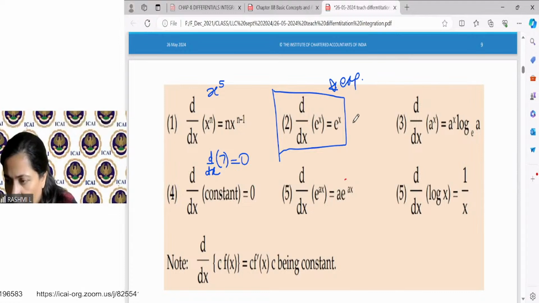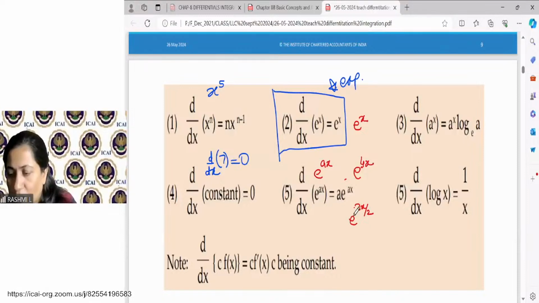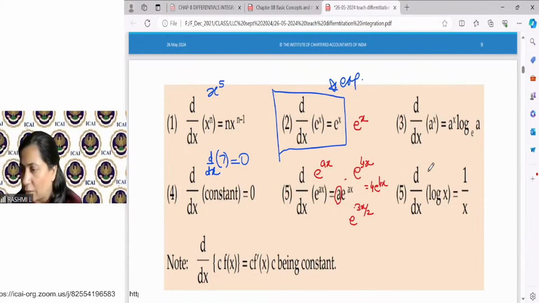See, here what is happening? You have e raised to x, and here e raised to ax. So this is e raised to x and this will be something like e raised to 4x. If you have this number here, you're going to use this. You may even have e raised to 3x by 2, then also this is a number. So what is it saying? a e raised to ax. In this case, it will be 4 e raised to 4x.